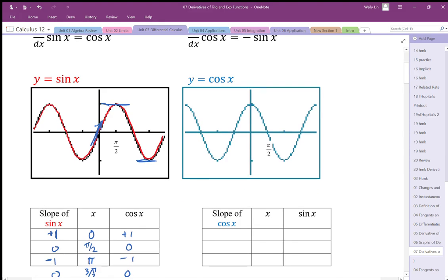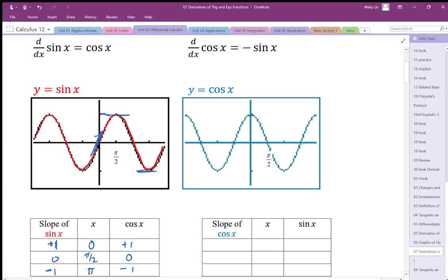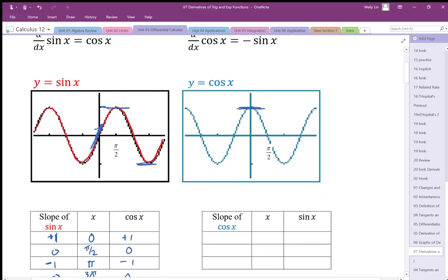Let's take a look at the cosine value, the slopes of the cosine. Well, right there, it's nice, it's 0. So when x is 0, the slope of the cosine is 0. If I look at the sine value, the sine value is 0 at that point. So it seems to be consistent with what I see up here. The slope of the cosine is equal to negative of the sine. Well, negative 0 is 0.